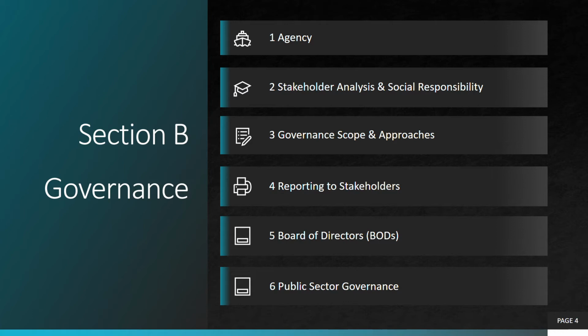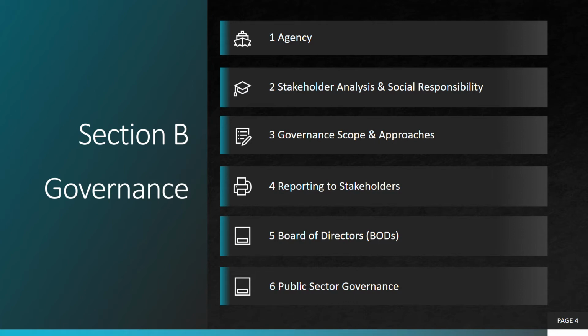Third, governance scope and approaches. What is the governance scope and how is governance approached in an organization? Number 4, reporting to stakeholders. We have various ways to report to stakeholders. How are we going to do that? Because it's very important that whatever happens in your organization, your stakeholders have to be updated. Again, let me remind you, this paper is strategic business leader. It's all about business. It's all about being an efficient leader. And also you have to be strategic, that means you are taking a long-term view, right?